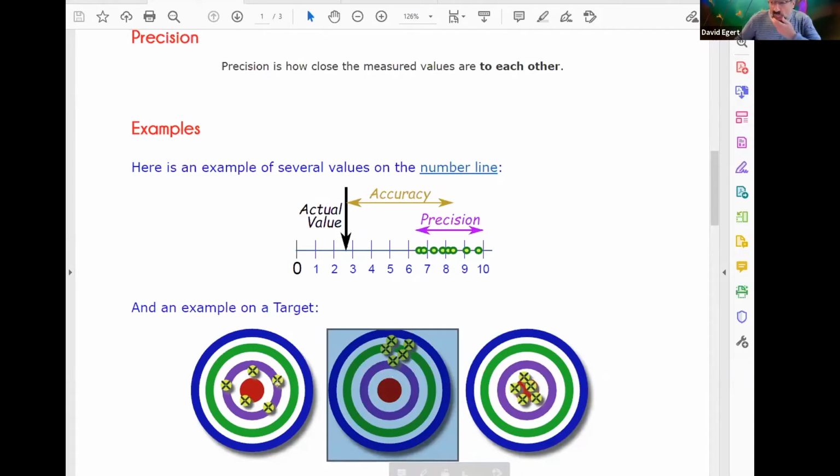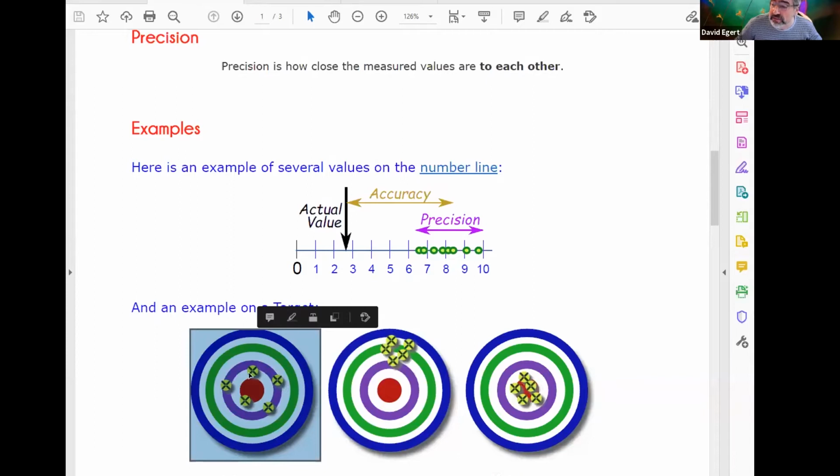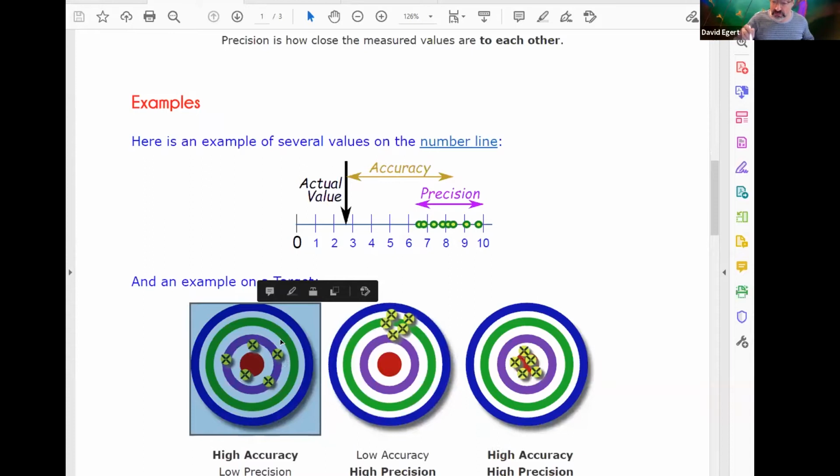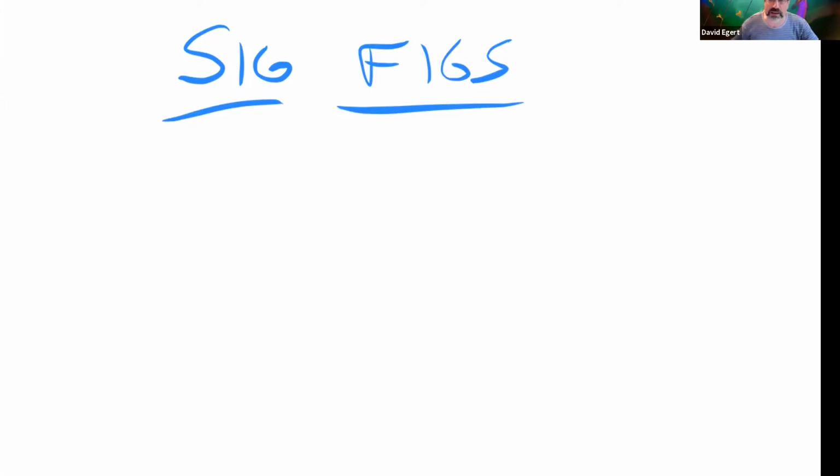Coming back to this idea that we're taking measurements with an instrument and we have to average them to get the actual value, that's where we have to think about significant figures. I know you've seen these in chemistry. We're going to review them briefly because we'll still be using them in our class here.